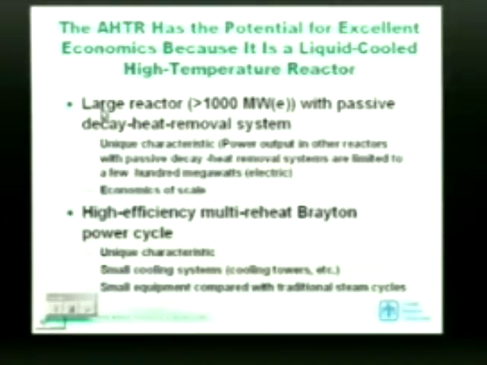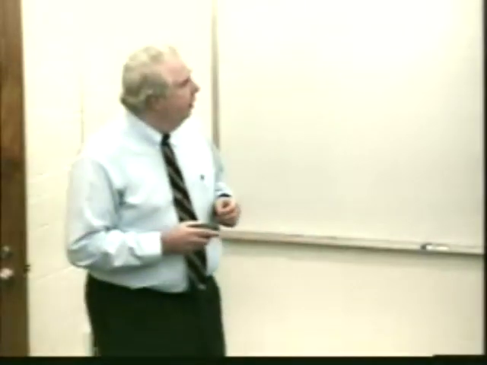I briefly mentioned the economics. The economics are potentially very attractive. And all of the economic benefits flow from this fact that we have a liquid-cooled reactor combined with a high-temperature fuel. It's that combination that is critical. Pick another high-temperature fuel, another liquid reactor, you come up with the same conclusion. It's that combination that makes it interesting.